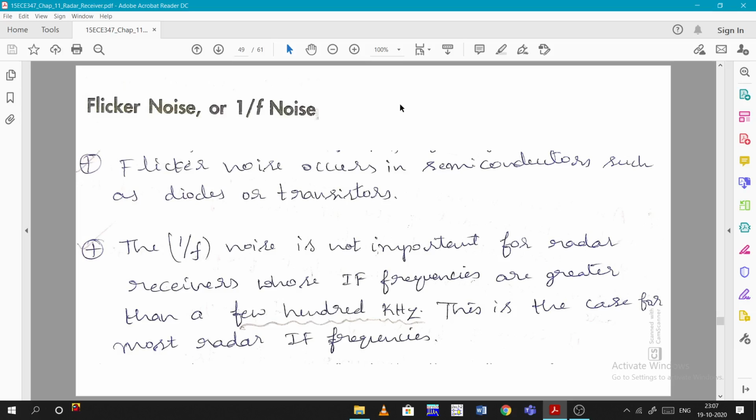This occurs due to semiconductors such as diodes and transistors present in the circuit. The 1/f noise is not important for a radar receiver whose IF frequencies are greater than a few hundred kilohertz, as in most radar IF receivers. So it does not affect much, because as I told you, as the frequency increases, the noise is very low. As these radio frequency signals have very high frequencies, from hundreds of kilohertz, this noise can't be much of an issue.